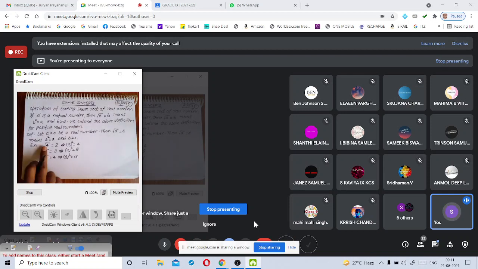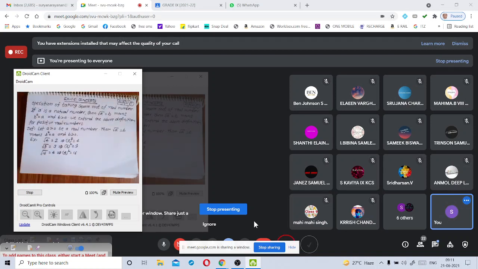This is about only square root. If we extend the root, we get cube root, fourth root, fifth root. Previously I told you this is a square root. Okay, my children.